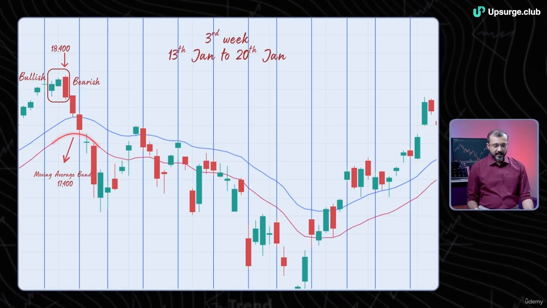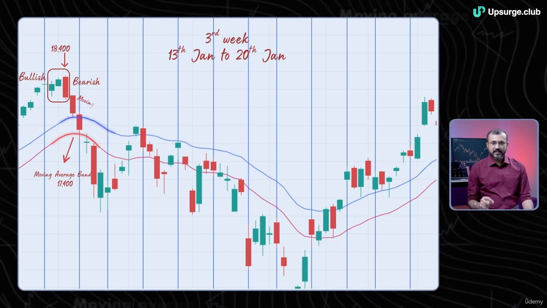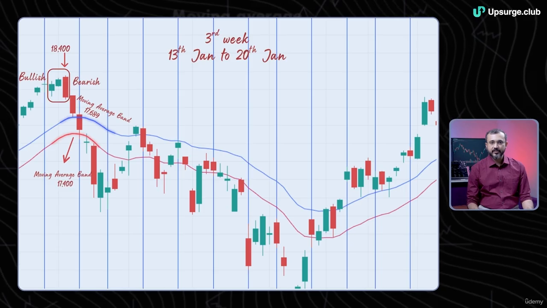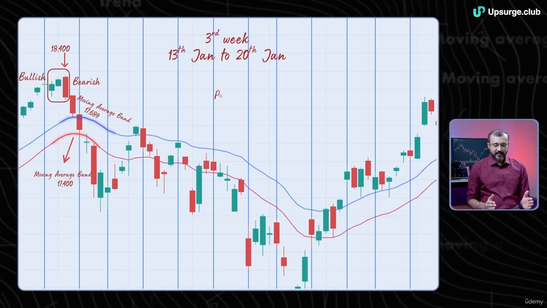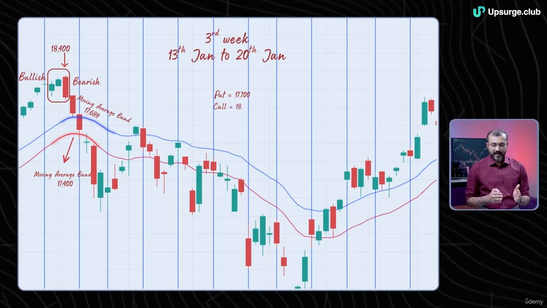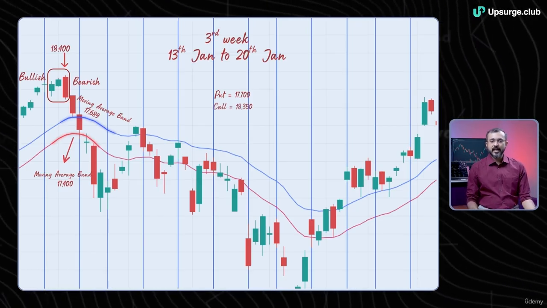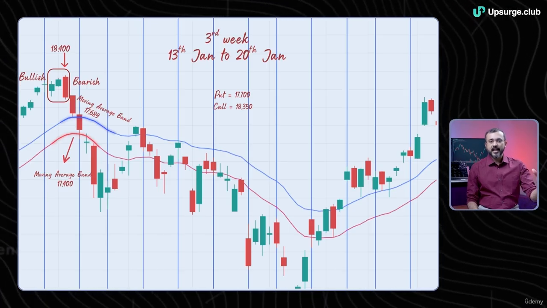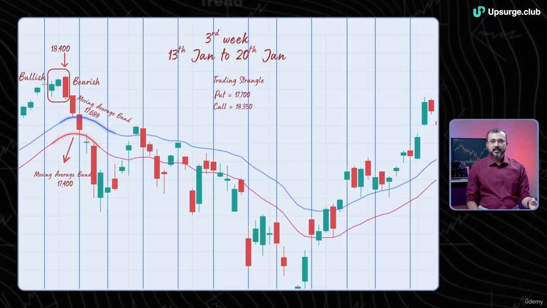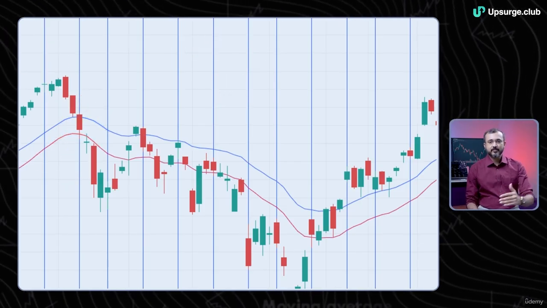So if we see the lower band, the moving average band is at 17,689 and market structure high is at 18,350. So we can select 17,700 put and 18,350 call if we are trading a strangle. So strangle means you need to identify a range and you want that market to close within that range. If you see, the markets have closed within the range. So the strangle has eventually become 0.